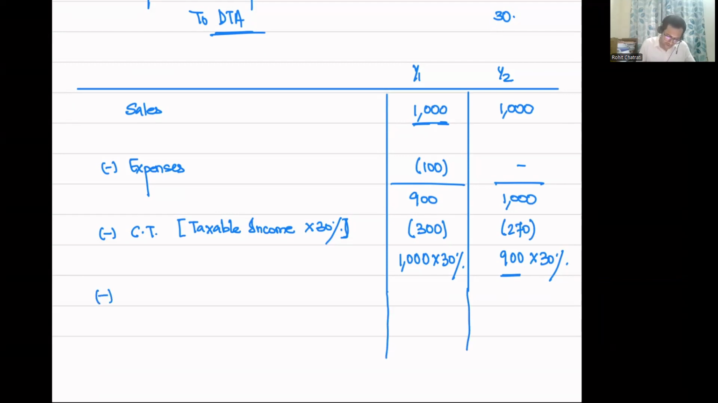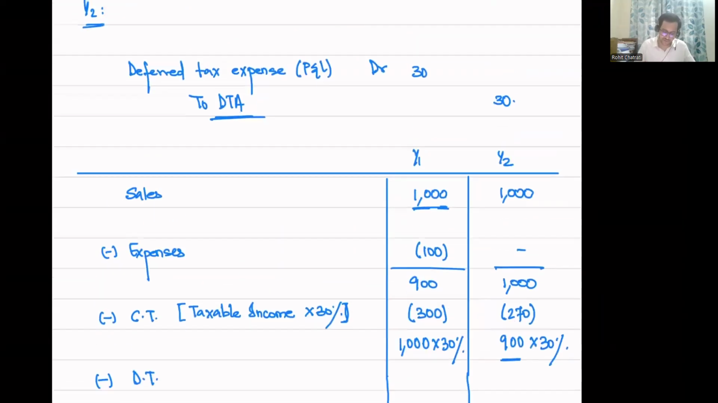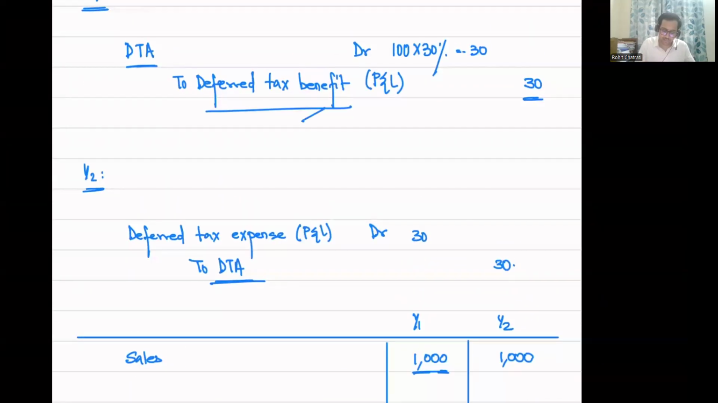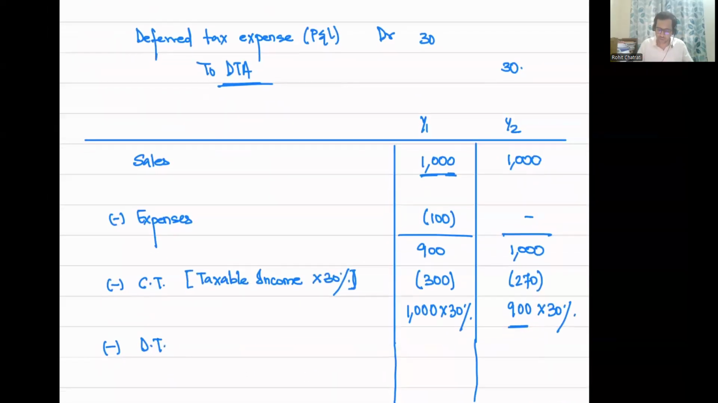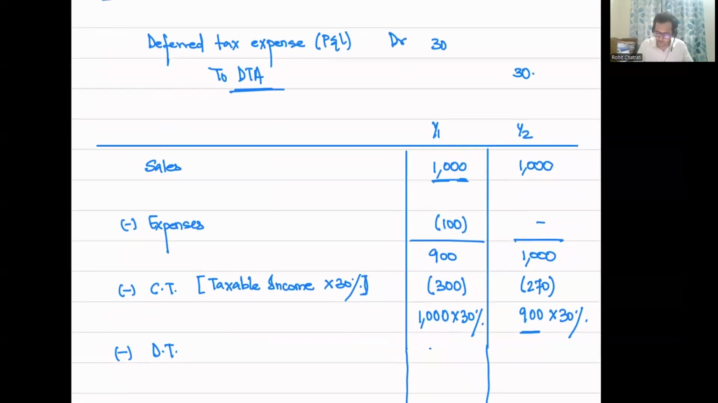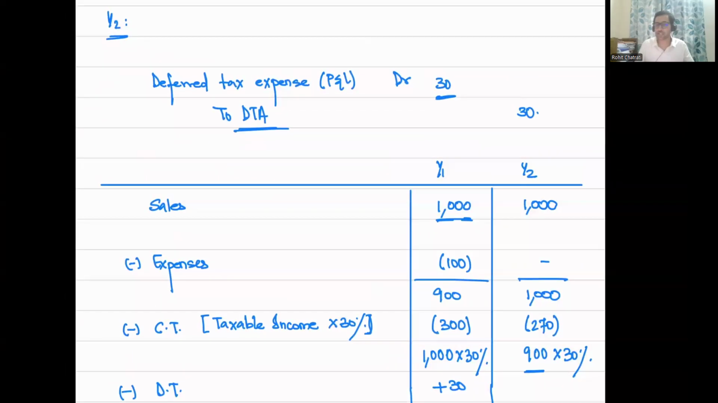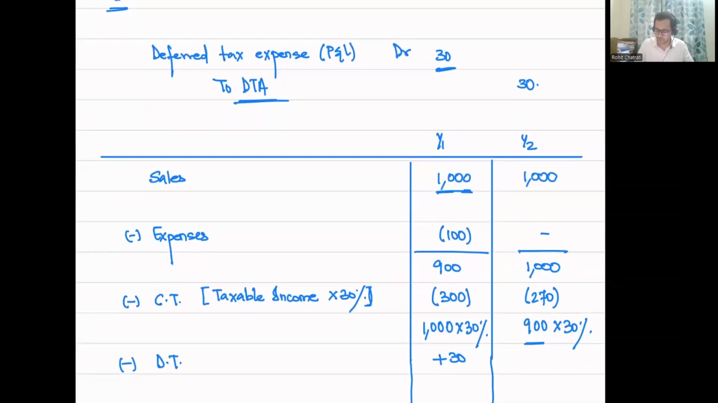In addition to current tax, I also have deferred tax. In the first year, the deferred tax is actually a benefit. I have credited my P&L, which means it's increasing my P&L. So I'm going to note it down as a positive number of 30. And in year two, I have an expense of 30. So I'm actually noting it in brackets.